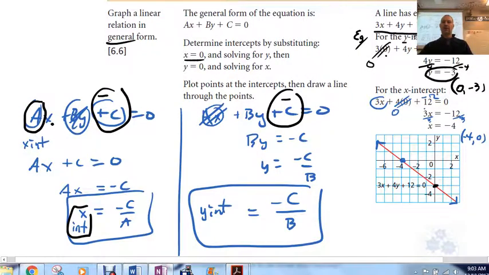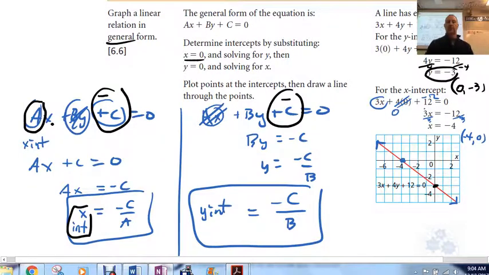Let's just double check and see if this works over here. So for this one here, the x-intercept would be negative 12 over 3. Is that right? Negative 12 over 3 would be negative 4. The x-intercept is over here, yeah. Negative 12 over 3 is negative 4. There we go. And so, obviously, it works for the y-intercept too. Negative c over b. Negative 12 over 4 is negative 3. All right?